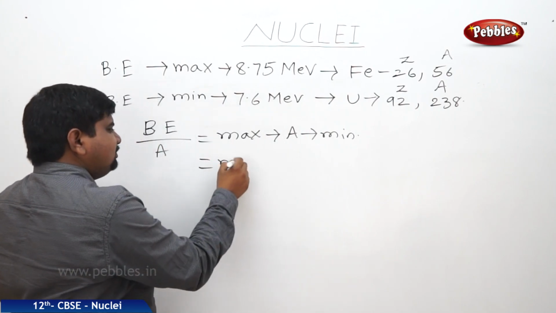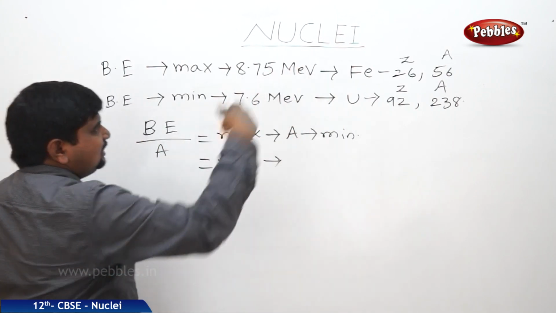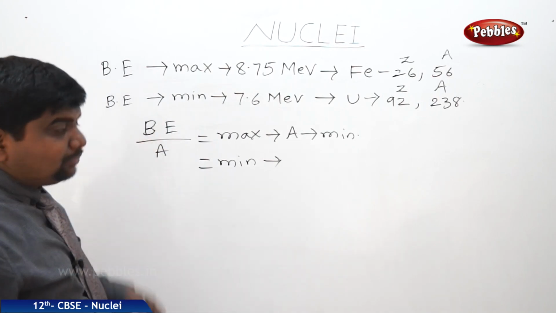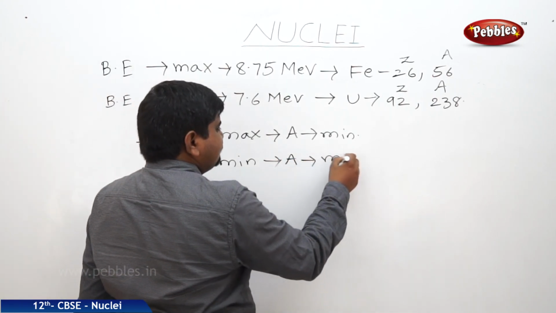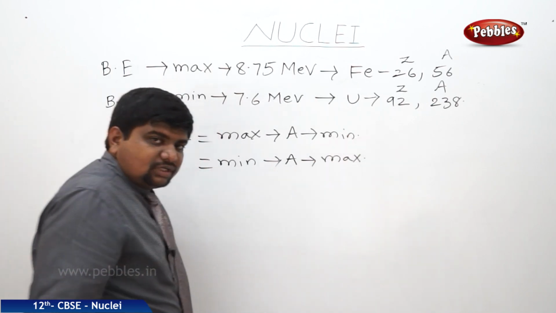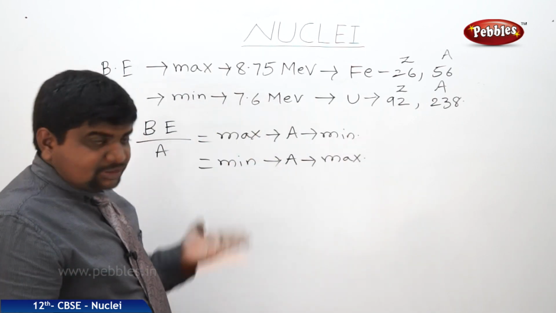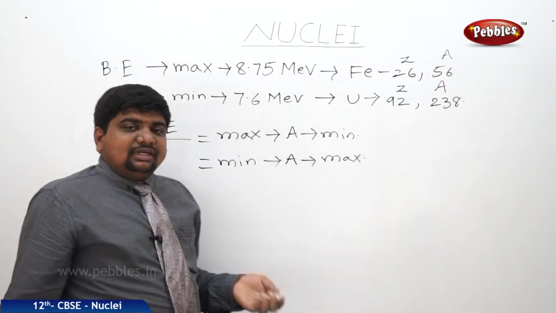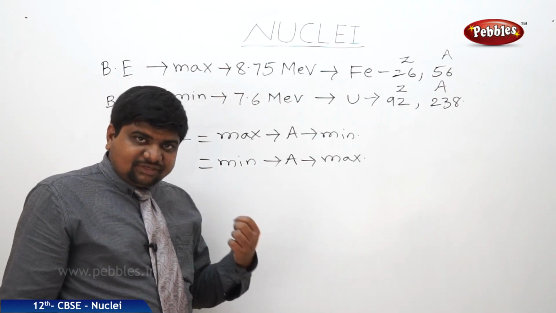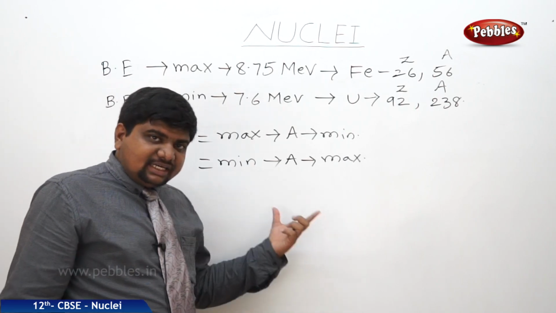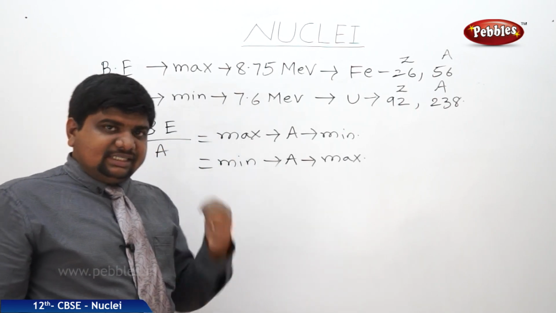If binding energy per nucleon should be minimum, less than 8 MeV or less than 7.5 MeV or even lower, then A should be maximum. So what conclusions can we draw from this explanation? If the number of nucleons increases, the space inside the nucleus won't be sufficient, its volume goes on increasing and mass is also going to increase.